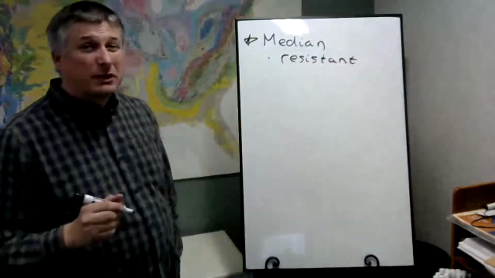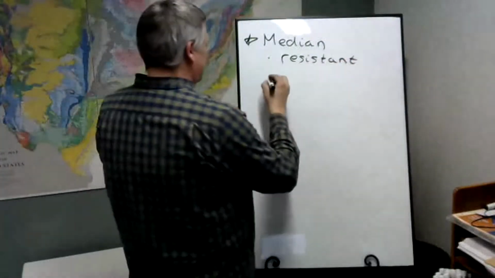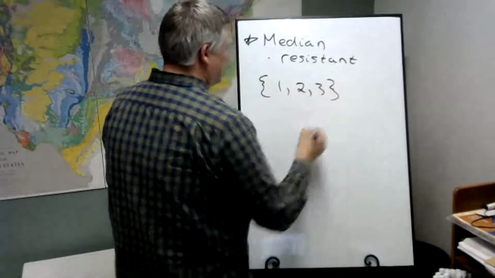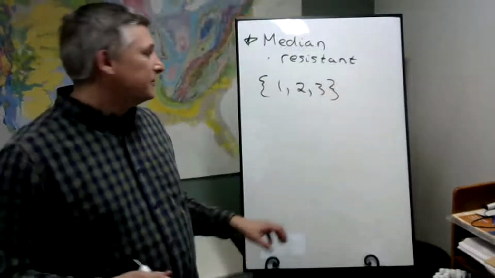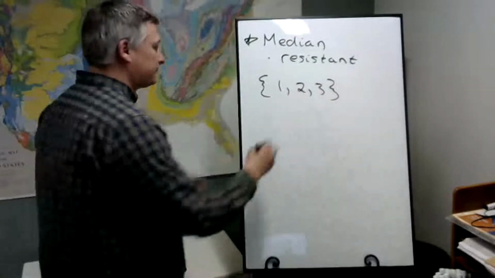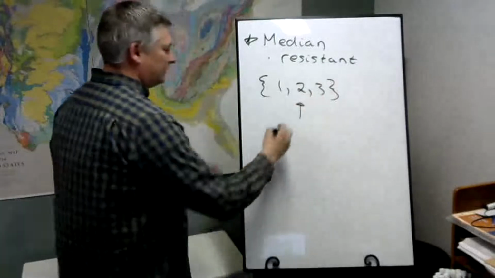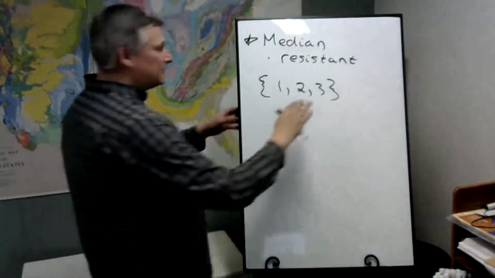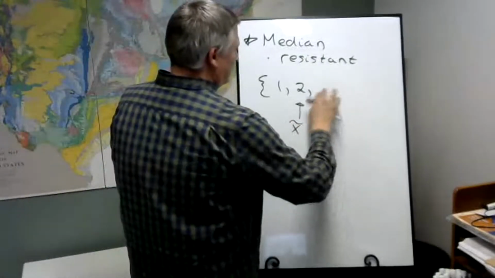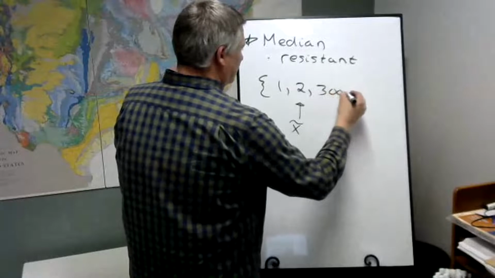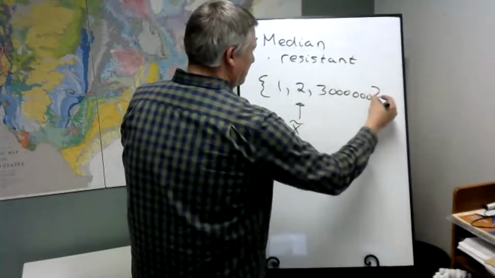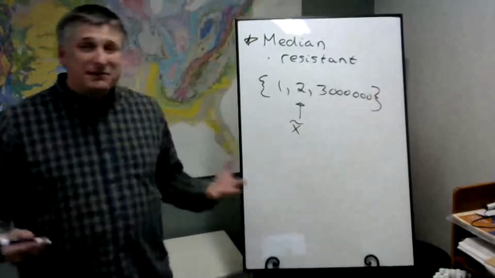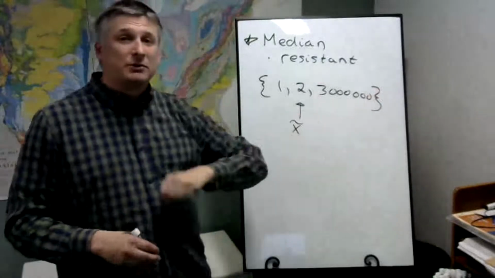It's resistant to extreme values, and here's why. If we have 1, 2, and 3, recall the median is the middle value. So the median is going to be 2. That's your x tilde. If we change 3 to 3 million, the middle value is still 2. So median is resistant to an extreme value.